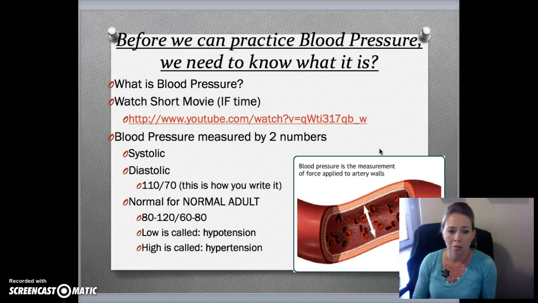So, normal adult range, there are different ranges depending on if you're adult, child, and infant, so on and so forth. So, know those. But normal adult range is 80 to 120 for the systolic and 60 to 80 on the diastolic. If you see hypotension, hypo is low, hyper, because you're hyper, and that's how I remember it. I'm just giving you guys little tidbits. Hypertension is high blood pressure.